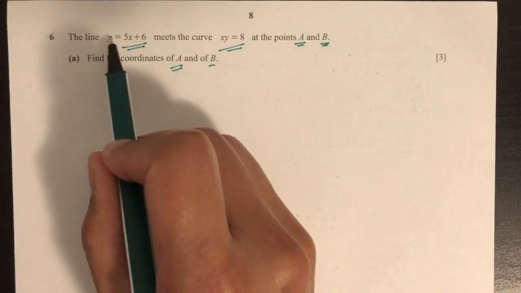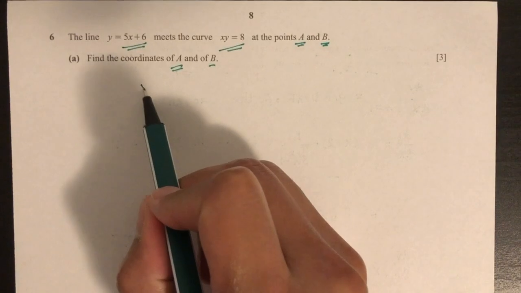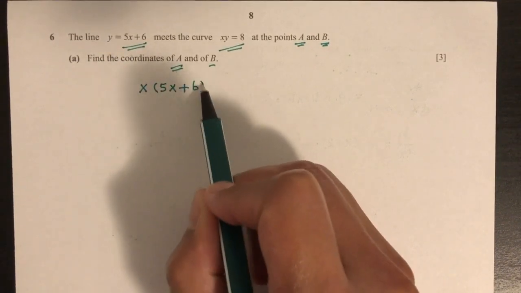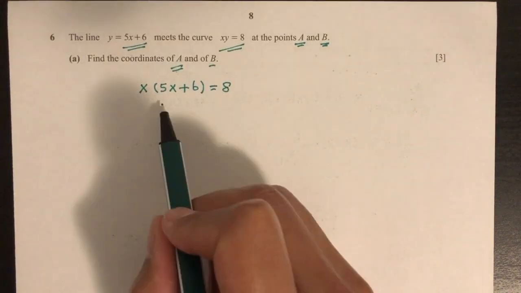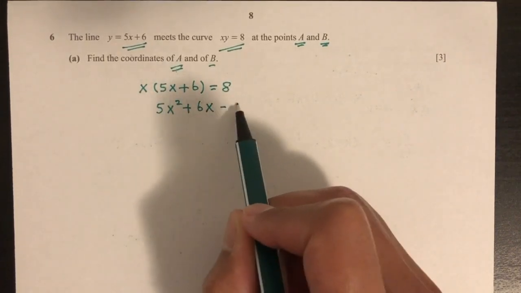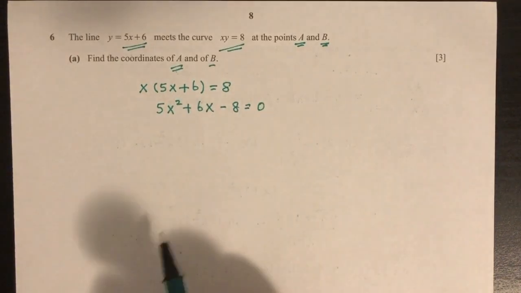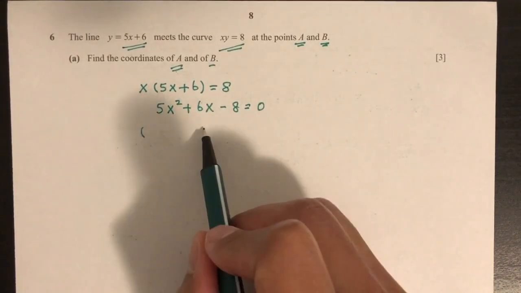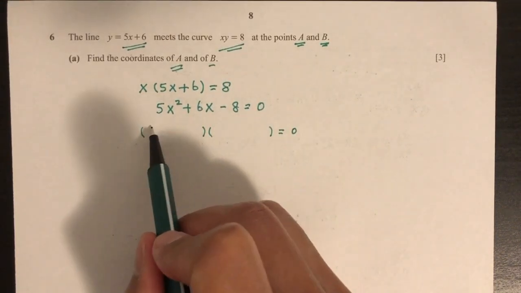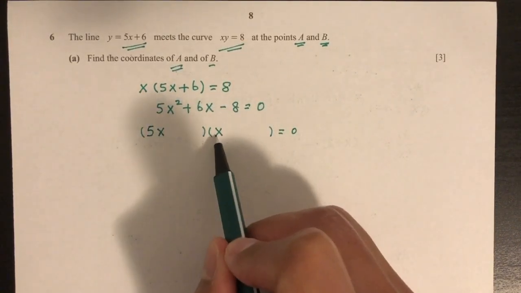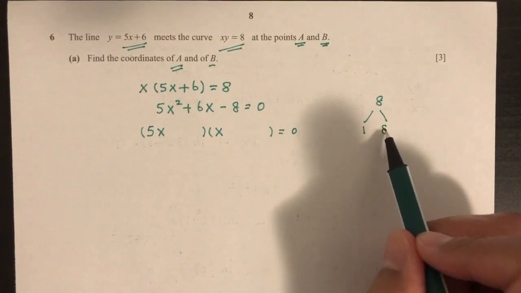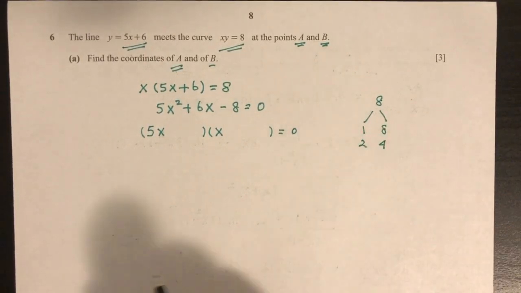So here we have y. We can replace y in this equation. So y is given by 5x plus 6 equal to 8. That will be 5x squared plus 6x minus 8 equal to 0. Now we can try to factorize this and find the values of x. So 5x squared is 5x times x. So 8, as we know, has many factors. So 1 times 8, 2 times 4.